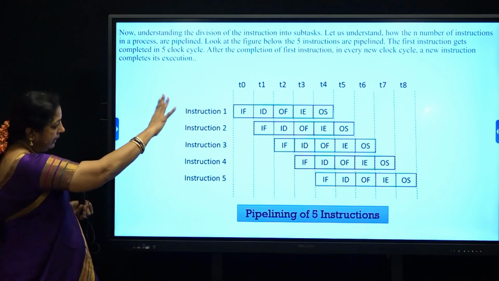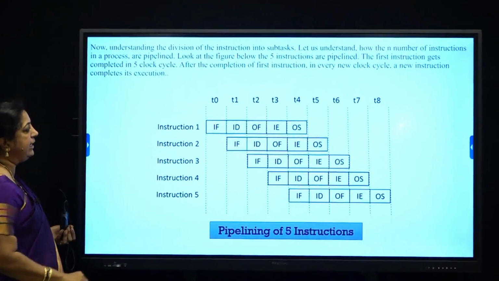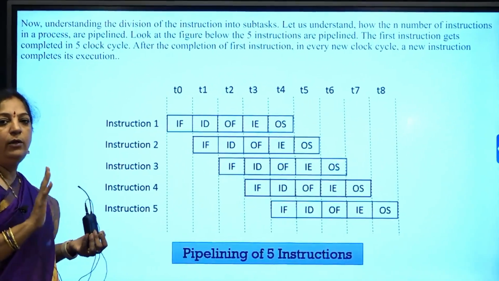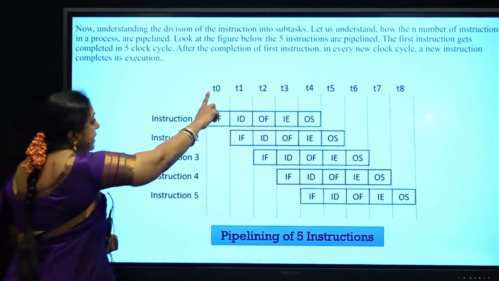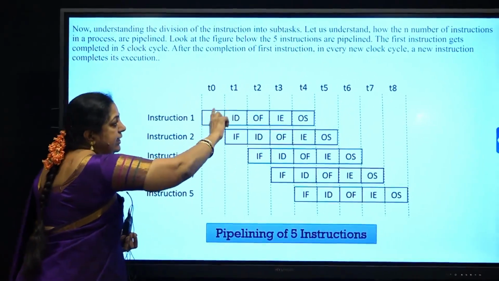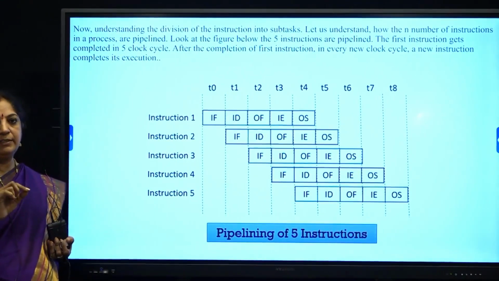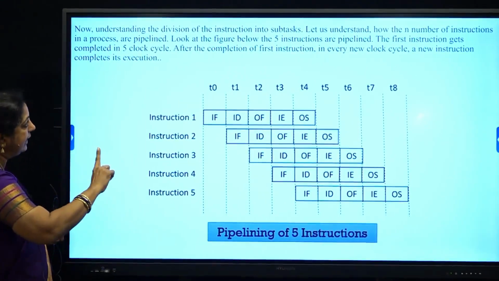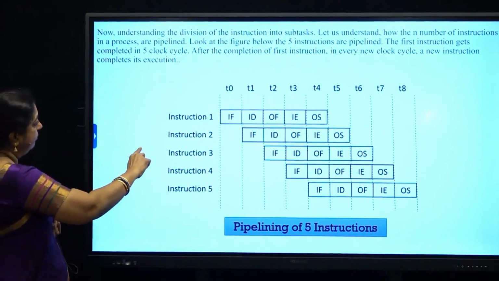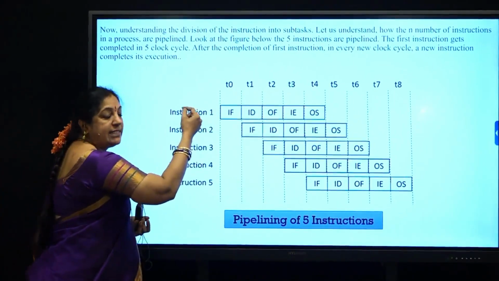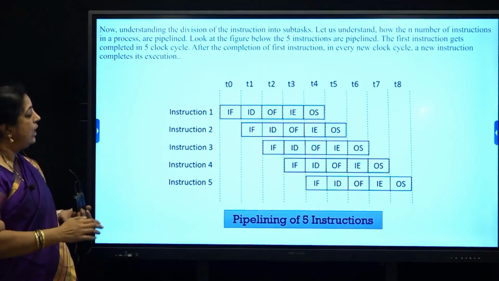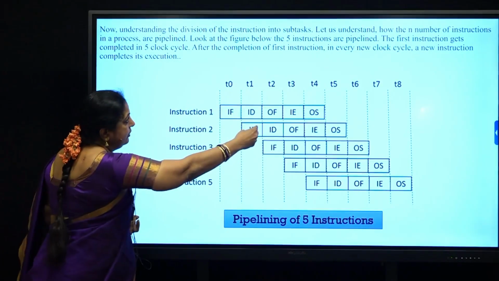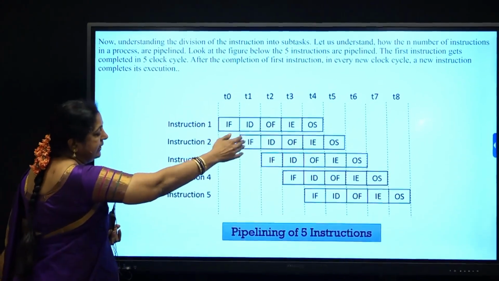Now let us see the same thing explained here. Suppose you have 5 instructions to be executed. Here T0, T1, T2, T3, these are all the time cycles. At one cycle, one subtask of one instruction is executed. So here it is divided into clock cycles.